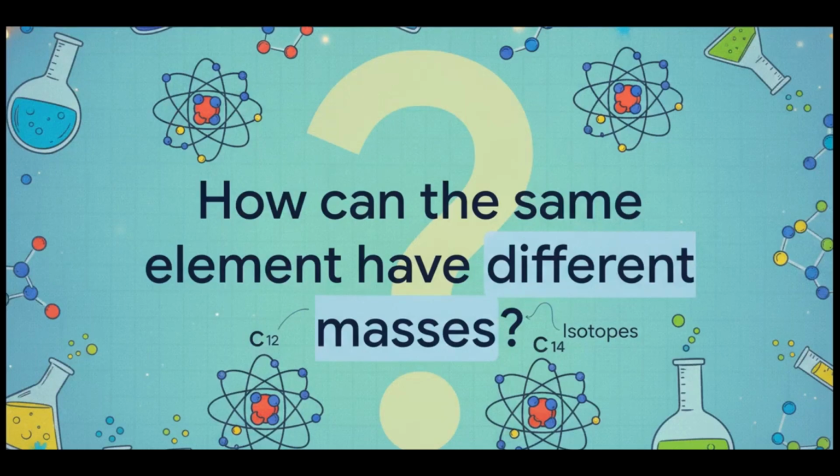But before we wrap up this explainer, I want to leave you with a bit of a mystery to ponder. If the atomic number dictates exactly what the element is, how can 2 atoms of the exact same element, meaning they have the exact same number of protons, somehow end up having completely different masses? I mean, how is that even possible? Well, that fascinating puzzle has to do with something called isotopes, and it is exactly what we're going to be diving into next time.